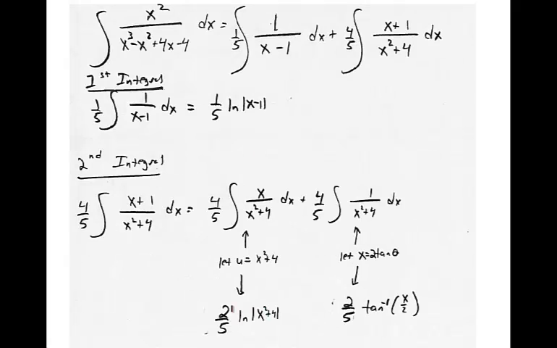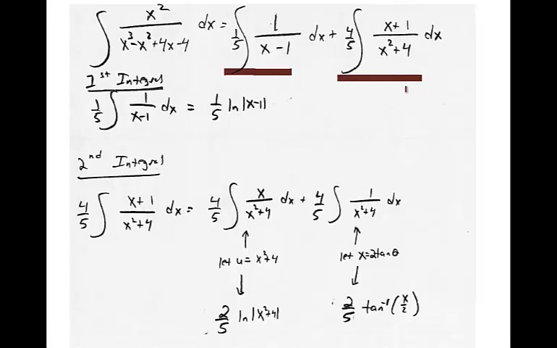But the real reason that I wanted to put this on here was to talk about how to do the integral. The integral ends up being split up, and this one's easy. That's just a natural log because it's 1/5 times the integral of 1 over x minus 1 dx. This is the one that we want to talk about.